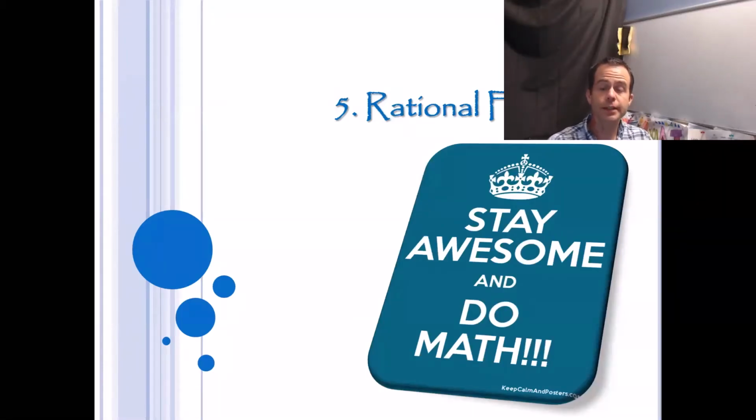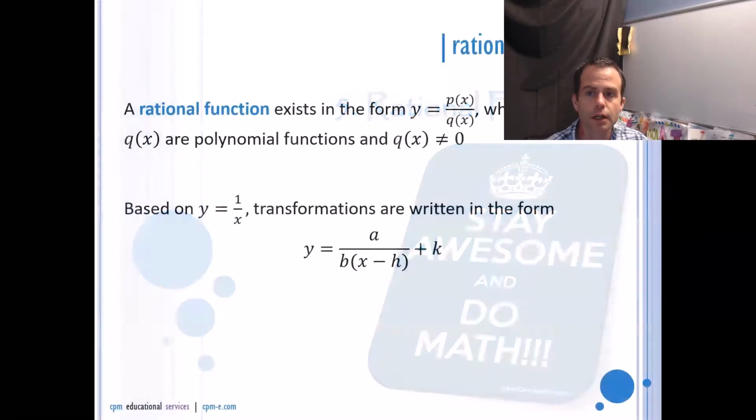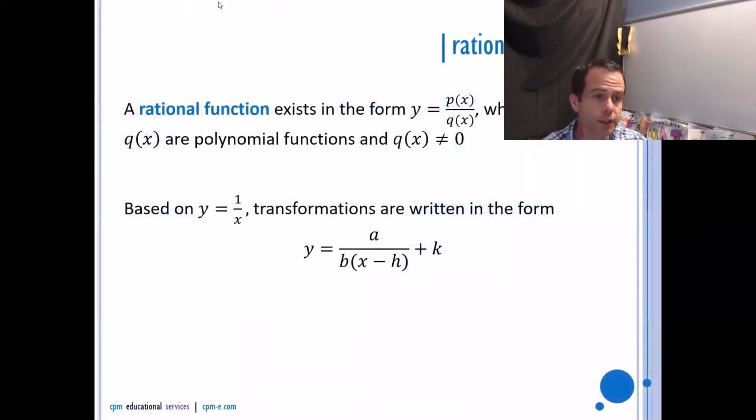All right, so next up in our conversation is rational functions. Rational functions are essentially a polynomial on top of a polynomial, really. A rational function exists in the form y equals p of x over q of x, where p of x and q of x are polynomial functions, and q of x can't equal 0 because you can't have 0 on the bottom of a fraction.